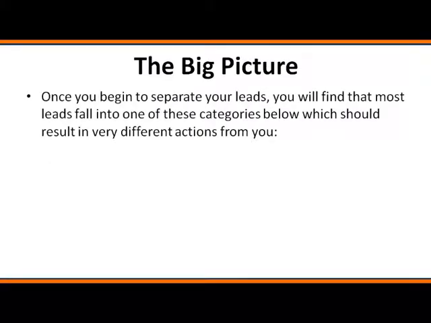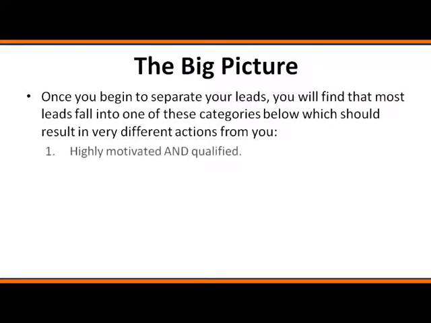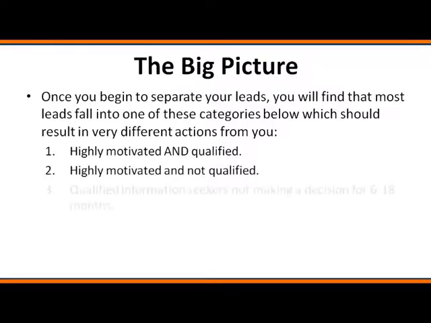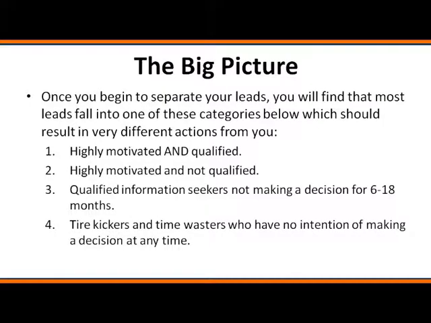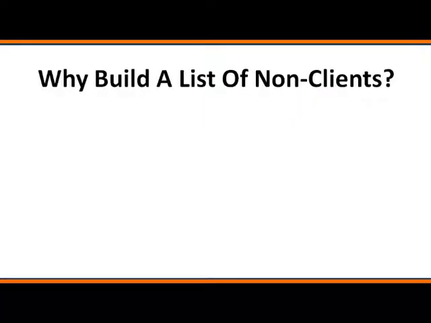And once you begin to separate your leads, you'll find that most leads fall into one of these categories below, which should result in very different actions from you, by the way. 1, you'll have leads that are highly motivated and qualified. 2, you'll have leads that are highly motivated, but they're not qualified. They need to work on their credit or their income or some other situation. 3, you'll have qualified information seekers that are not ready to make a decision for 6 to 18 months out. And then 4th, you'll have tire kickers and time wasters who have no intention of making a decision at any time. So the real question is, why build a list of non-clients?